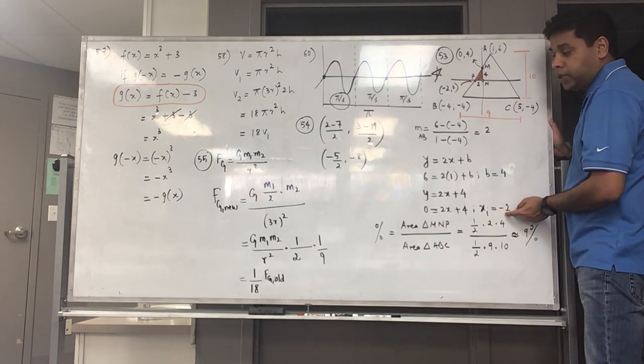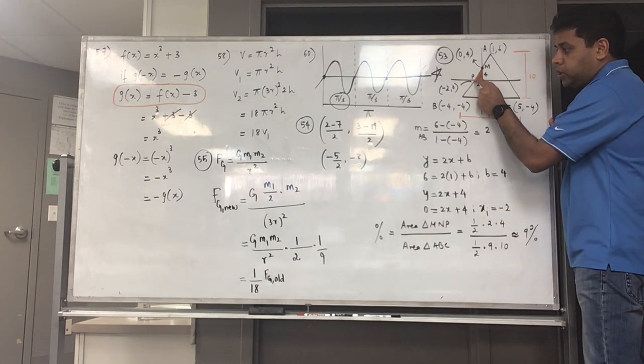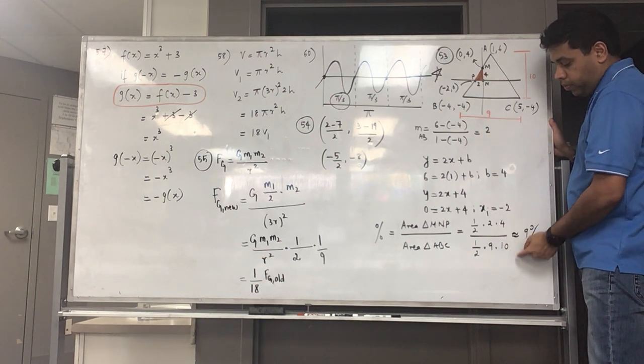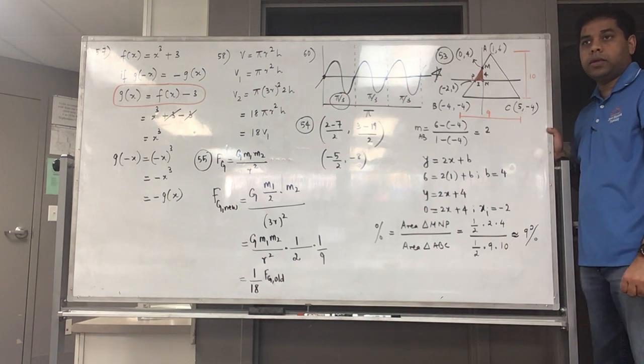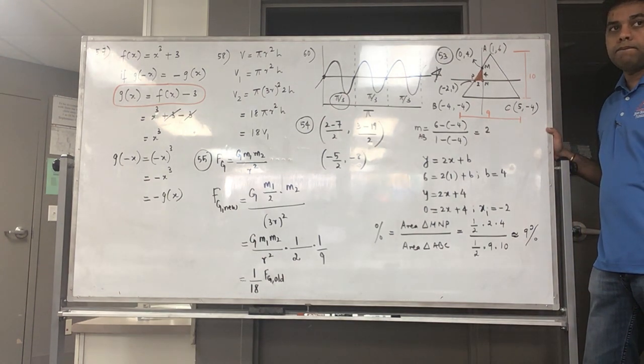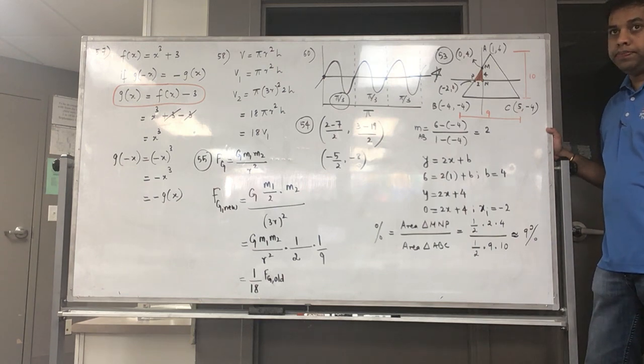which is -2, this point. So that means the distance is 2. So the area of this triangle is 4 times 2, 8 divided by 2 is 4. 4 divided by 45 times 100 is 8.888%. Good? Questions?